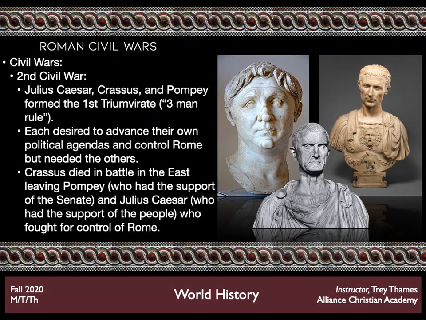Julius Gaius Caesar, that's him right here, is going to form the first triumvirate. Triumvirate means three-man rule. There's Caesar, and this is a guy by the name of Pompey, and this is a guy by the name of Crassus. And they're each going to desire to control the Roman government in their own ways, and they have their own agendas, but they can't do it by themselves. So they kind of need each other, but they're each sort of plotting against each other.